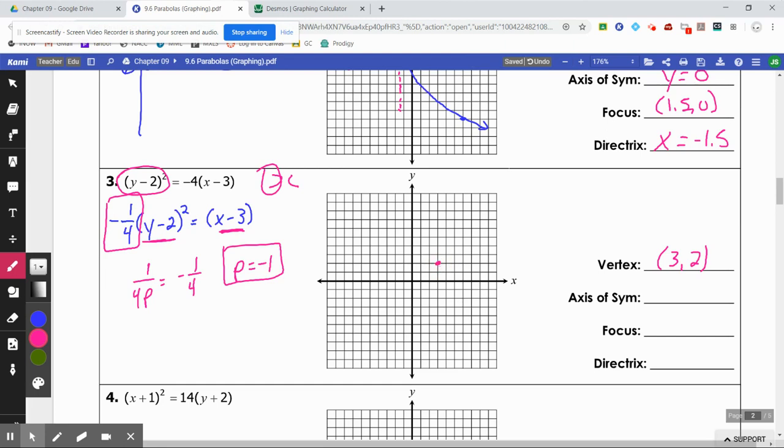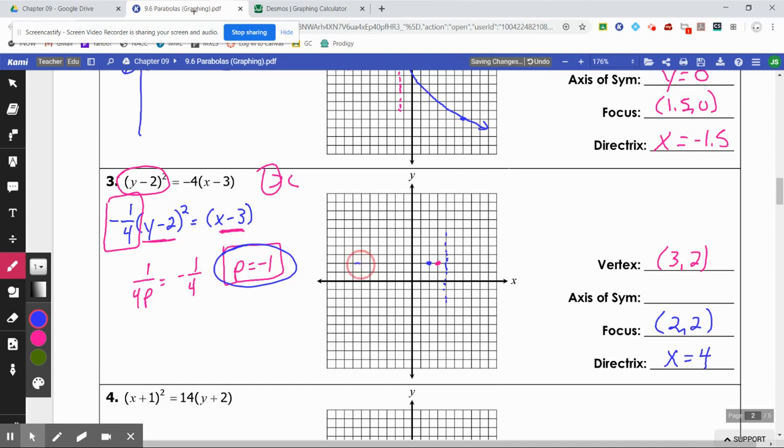So there's the vertex. We can do our directrix and focus really easy. Since p is -1, that means our focus is going to be now inside of the parabola on this side. Our directrix is going to be here. So therefore, we have a focus at left 1 from there. That's going to be (2, 2). We're going to have a vertical directrix, so it's going to be x equals a number, and that number will be x equals 4.